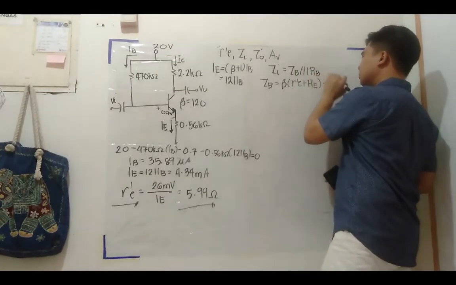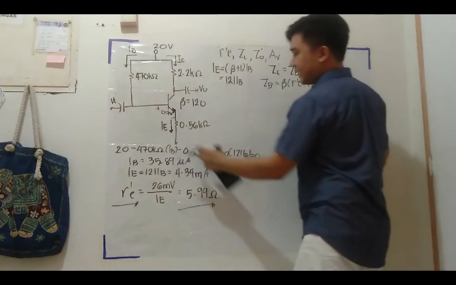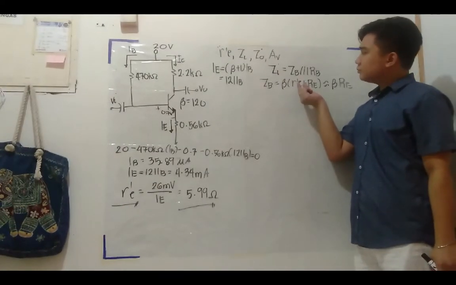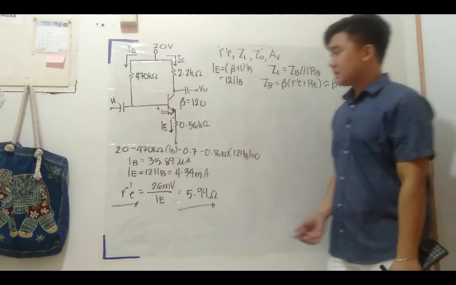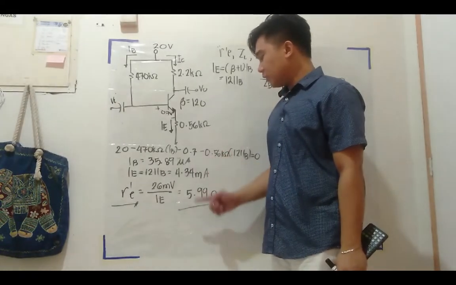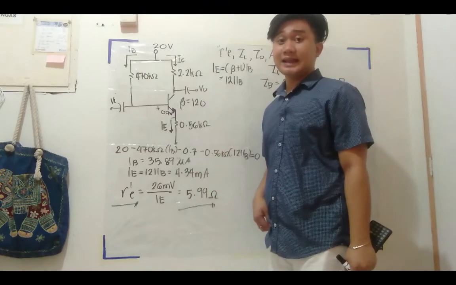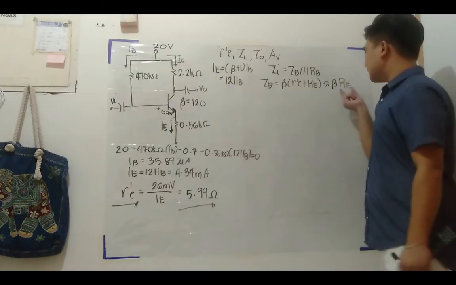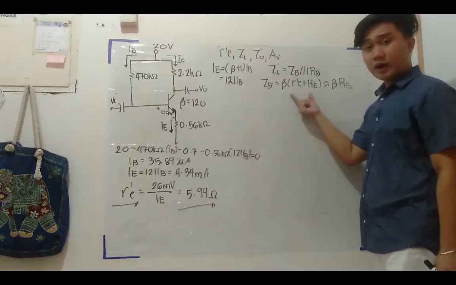May approximation po tayo na equal lang to sa beta times the DC emitter resistance, RE. Bakit po? Kasi yung value ni R prime E compare kay RE ay napakaliit. In this case, meron tayong 0.56 kilo ohms or 560 ohms. Compare mo with 5.99, diba actually mas malaki ng almost 10 times. Kaya madalas nine-neglect na ang value ni R prime E at ito na lang yung nagiging formula natin. Anyways, I stick with this one.